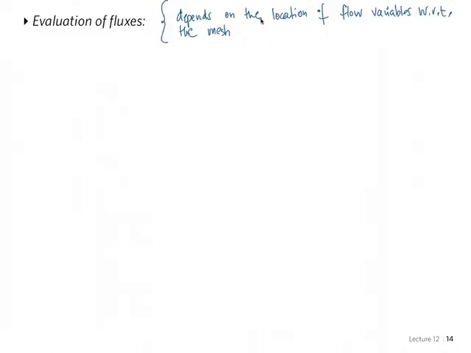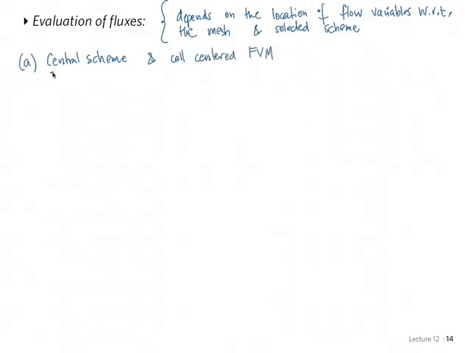And the selected scheme. So, for example, first one uses a central scheme and a cell-centered finite volume method. For a cell-centered finite volume method, all of the quantities are known at the center of the cell, but we need to evaluate the fluxes at the edge of the cell.